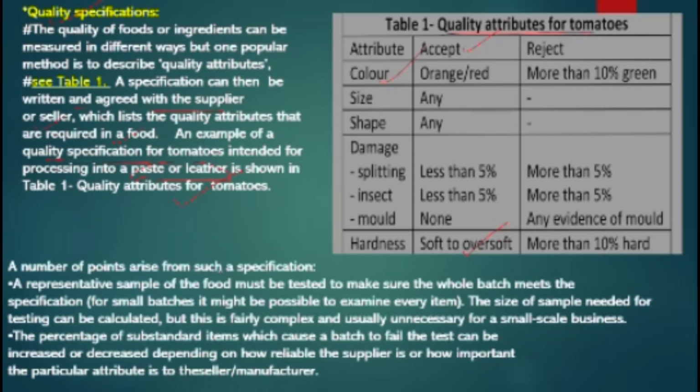A number of points arise from such a specification. The representative sample of the food must be tested to make sure that the whole batch meets the specifications. For small batches, it may be possible to examine every item. The size of the sample needed for the testing can be calculated, but this is fairly complex and usually unnecessary for a small scale business. The percentage of substandard items which cause a batch to fail the test can be increased or decreased depending on how reliable the supplier is or how important the particular attribute is to the seller or the manufacturer.